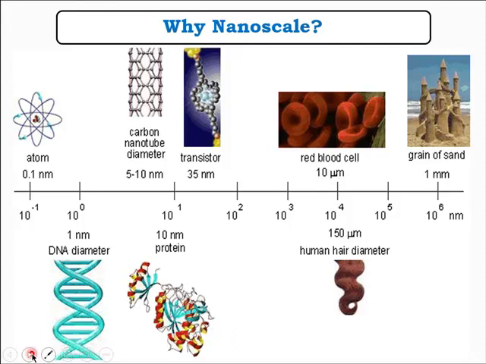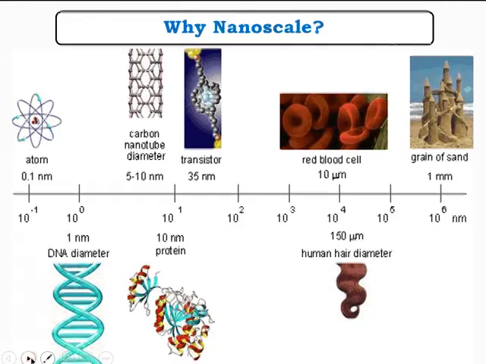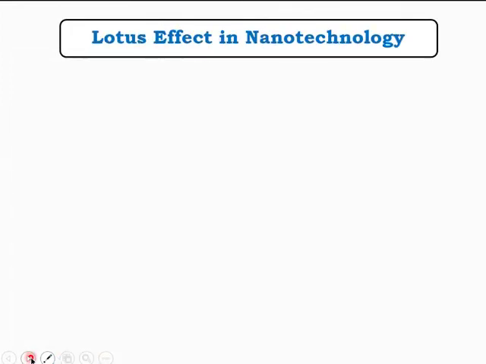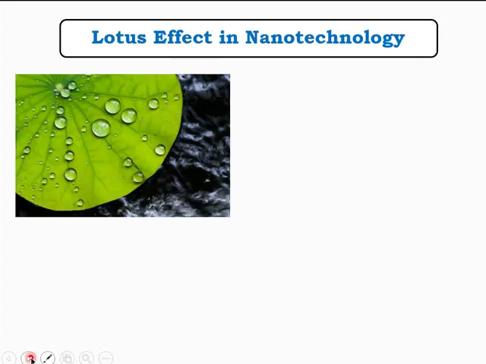There are many other examples of nano size in nature. The first, most common example of a nanoparticle effect is the lotus effect. So what is the lotus effect? Lotus leaves, you know, are highly hydrophobic, or we can say they have a superhydrophobic property. The hydrophobic structure of a lotus leaf governs the lotus effect.